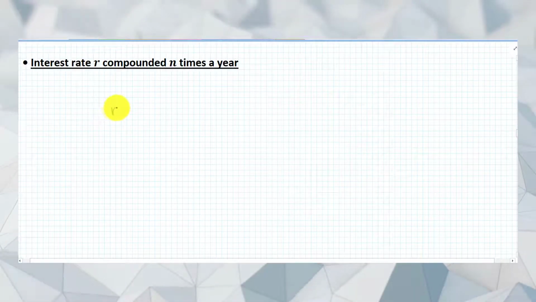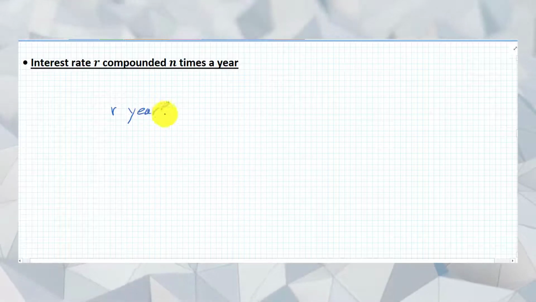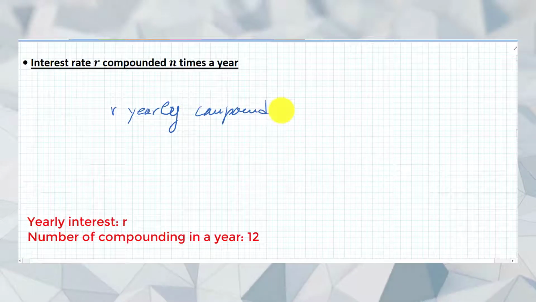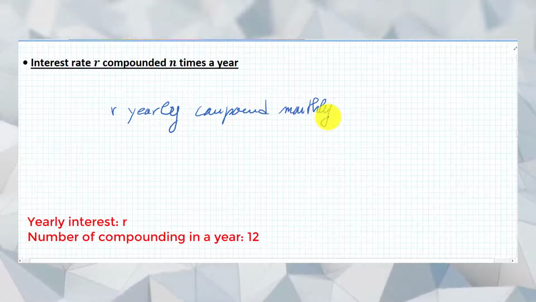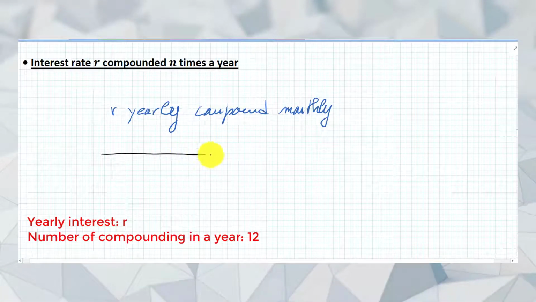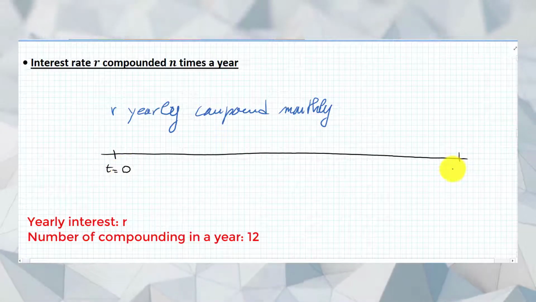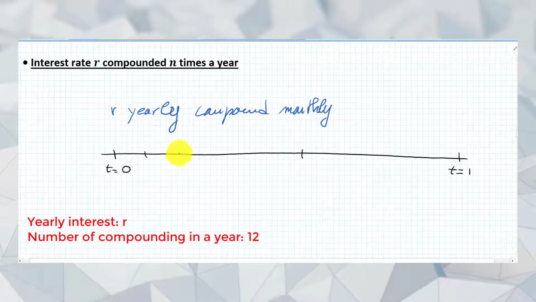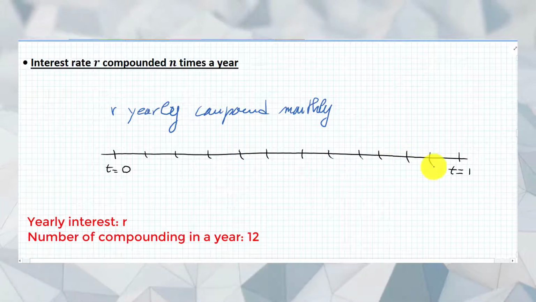Suppose now the interest rate is R percent, but percent is not accurate, it's a decimal form of it. R yearly, but compounded 12 times a year, compounded monthly. That's 12 times a year, right? So how do you compute R interest rate yearly compounded monthly? So you take your year, and this time you don't divide it in 2, you divide it in 12, right? So 1, 2, 3, 4, 5, 6, 1, 2, 3, 4, 5, 6.